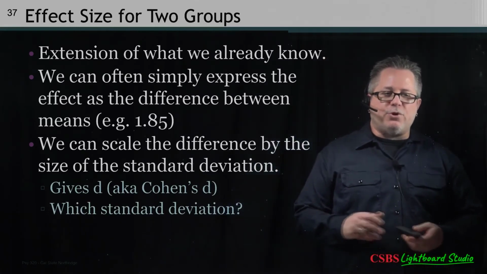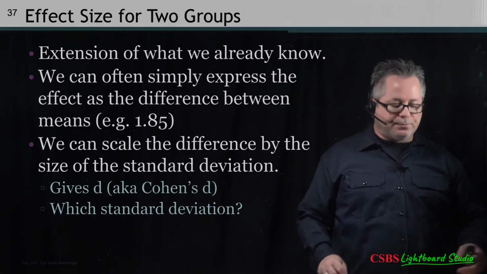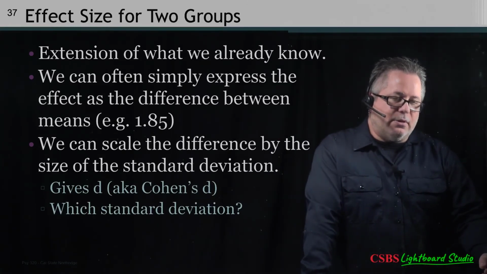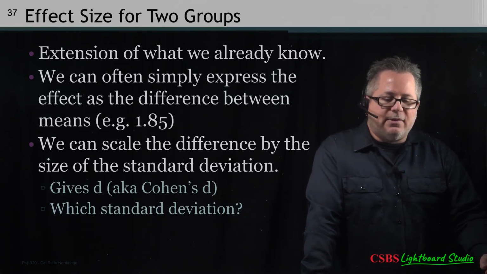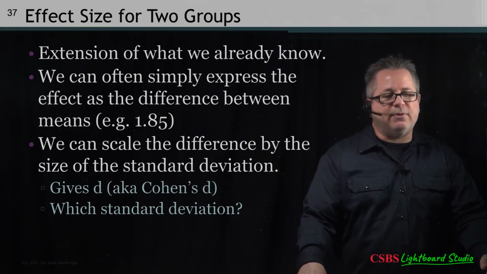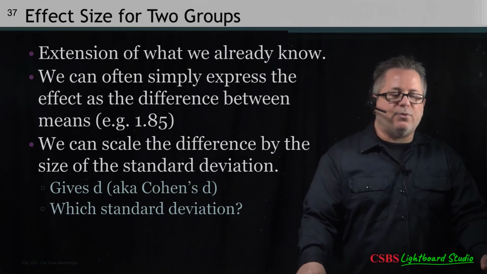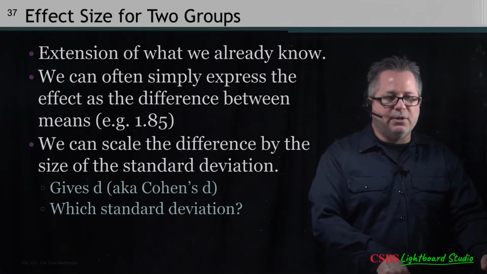The problem is we have two standard deviations: one for Grand Theft Auto, one for the Lego game. And when we did a dependent samples test, we had the variance of the differences, the standard deviation for the pre-test, the standard deviation of the post-test, and the standard deviation for the difference. Which one of those do we use?